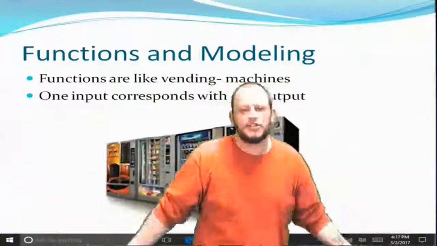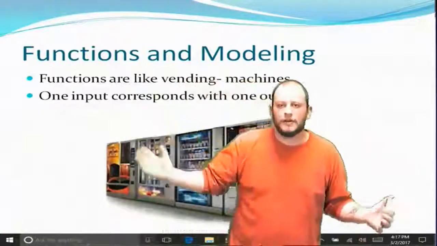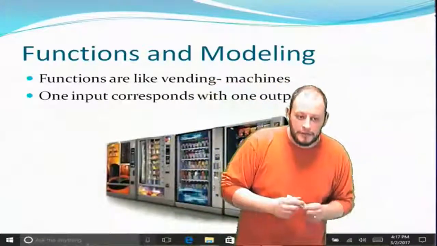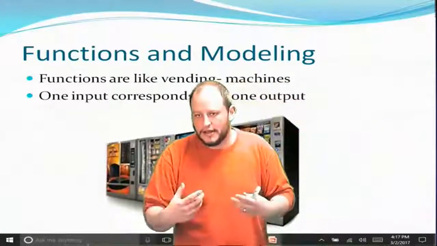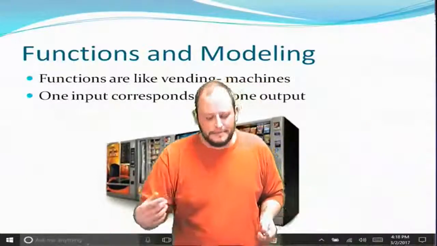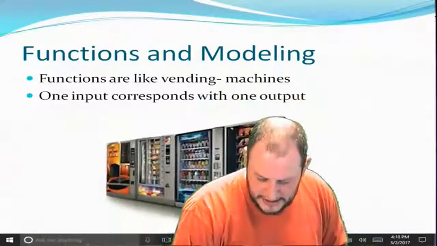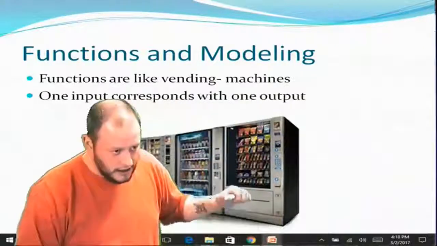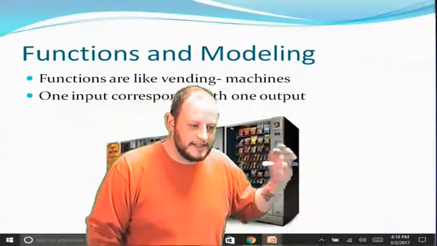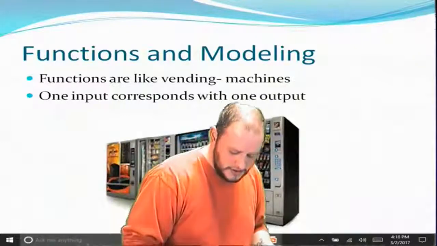I can fill a vending machine with all Coca-Cola, and it doesn't matter if I hit C1 or A2 or B3, everything is spitting out Coca-Cola. The problem would be if it was the other way around. If there was a bunch of stuff in there, and no matter what button I hit, different things were popping out. But the important thing is one input, one output. It can't be the same input and two different outputs. Okay? That's the important thing when you're talking about functions.